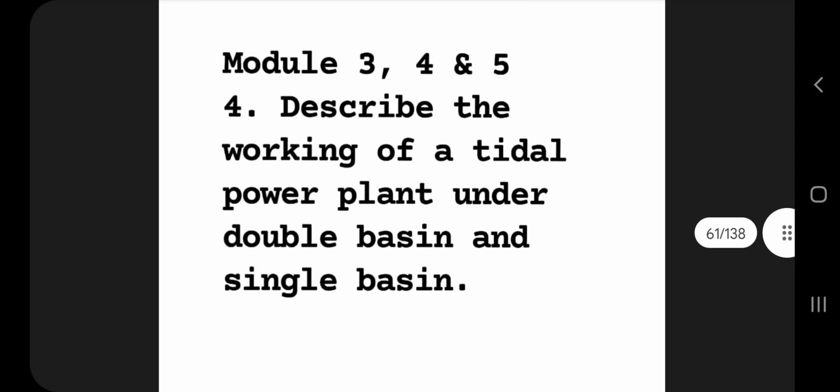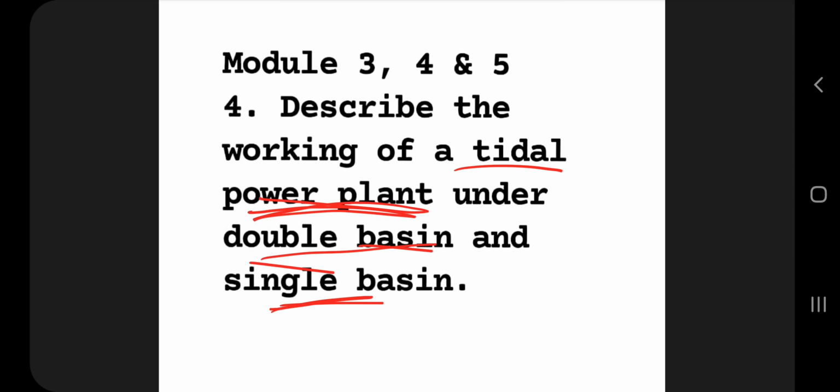Okay, moving on to the next one, we have the important question, which is the tidal basin, double and single basin. Tidal power plant under double basin and single basin.